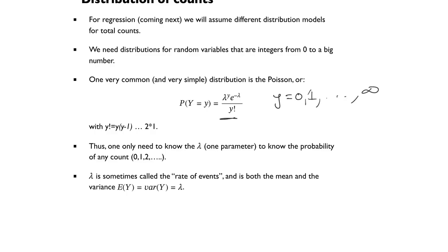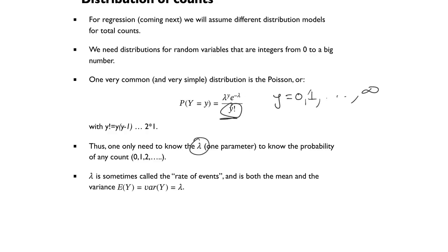And then finally, just if you don't know, when you say y exclamation point, that's y factorial. So it's y times y minus 1 all the way to 1. So again, you only need to know lambda. Once I know that, I've got my whole distribution. With the normal, all you need to know is the mean and the variance, so it's a 2-parameter family. This is a 1-parameter family.